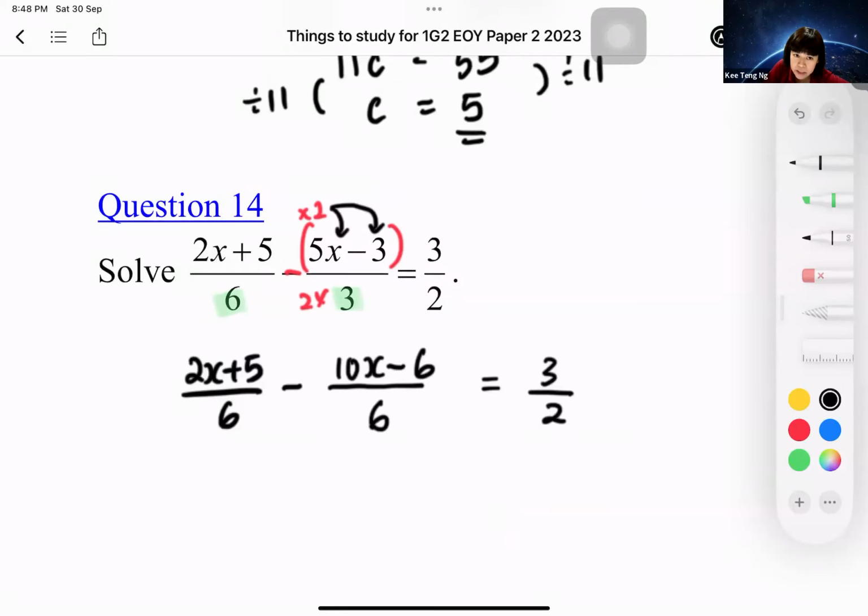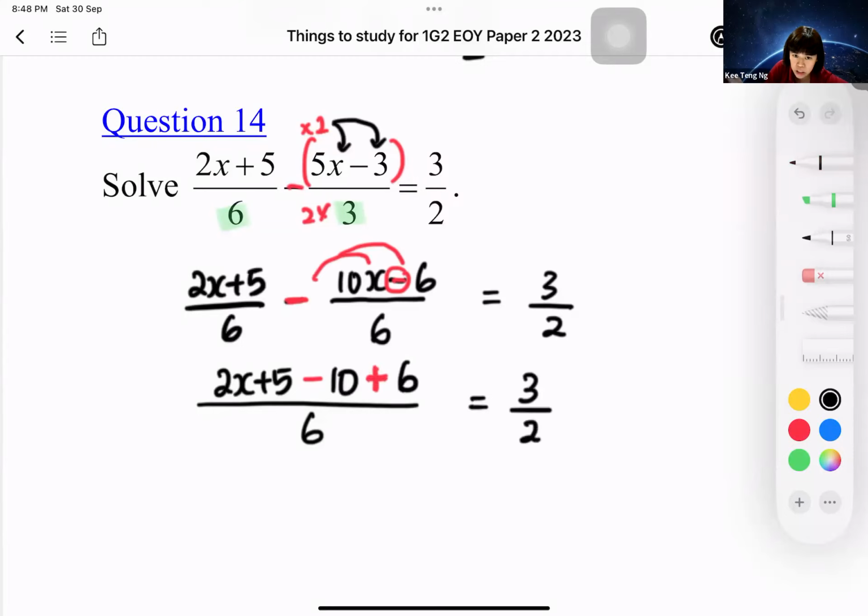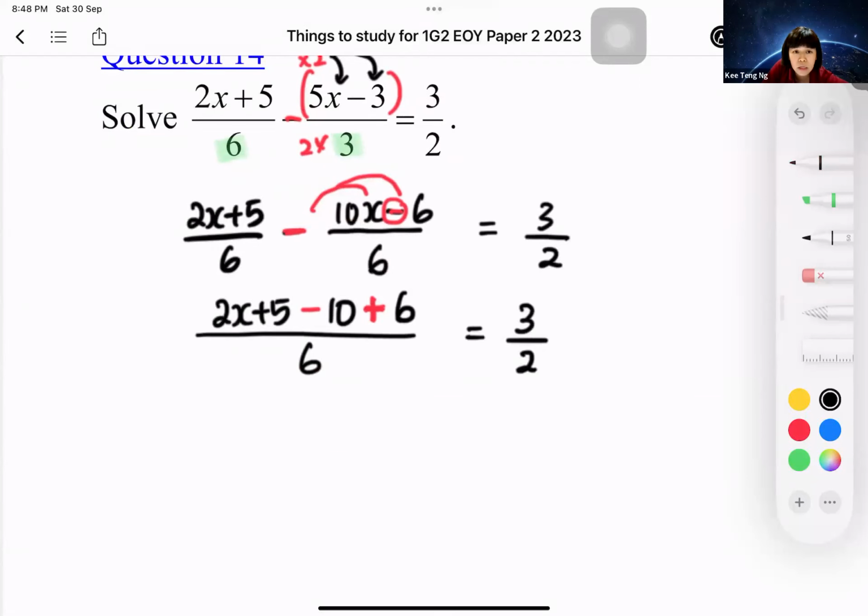I'm going to change my left-hand side into one single fraction. But remember, this is subtraction. I need to change my sign later. So in this case, it's 2x plus 5 minus 10x. Minus will become plus 6. So when I combine the fraction, I need to change the sign. Okay, next year when you learn this, you will need to skip this step and come to this step directly, okay? So you need to multiply and change the sign together at the same time.